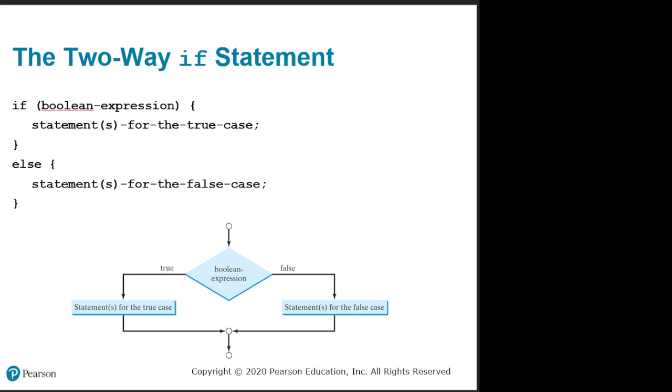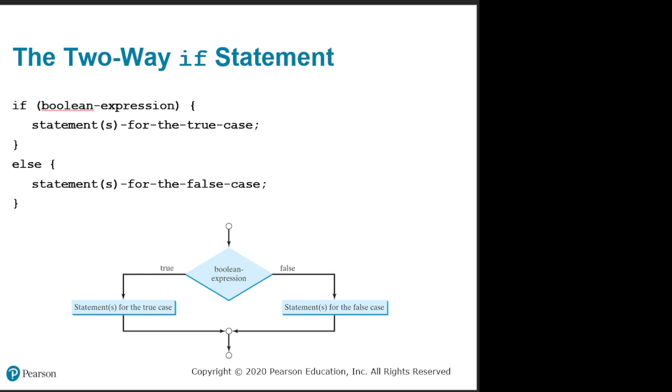And so we can now talk about the two-way if statement. The two-way if statement comes into the Boolean expression, and if it's true, it does one thing. If it's false, it does another, and then the code comes back after the if statements happened.